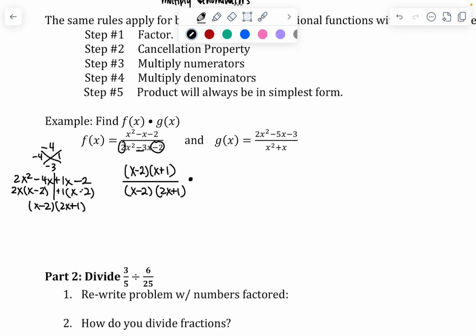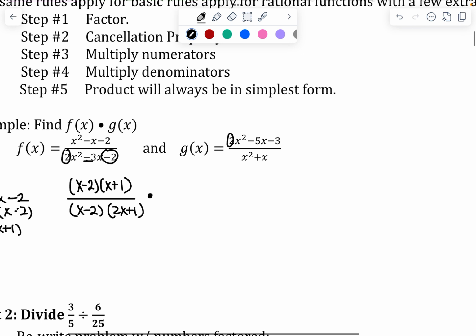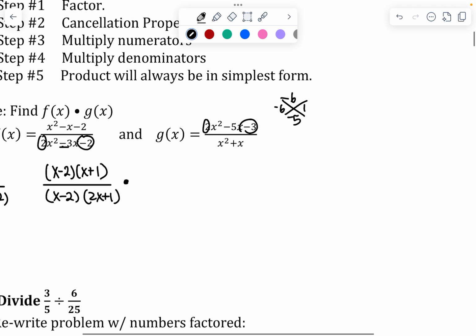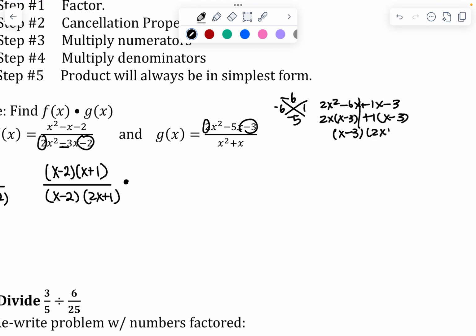And then we're multiplying by g of x. So for g of x, 2 times -3 is -6. Two numbers that multiply to -6 and add to -5 are -6 and +1. Split the middle and factor by grouping. So we can factor out a 2x. We can factor out a 1. So x minus 3, 2x plus 1.